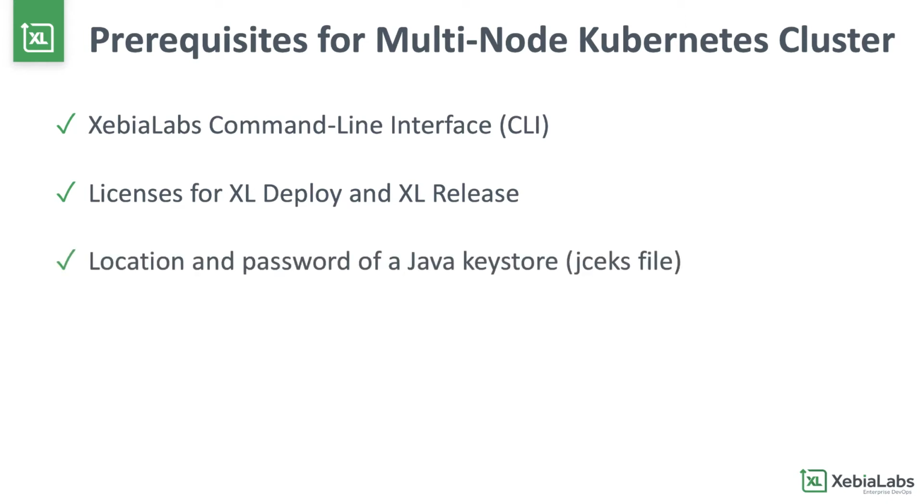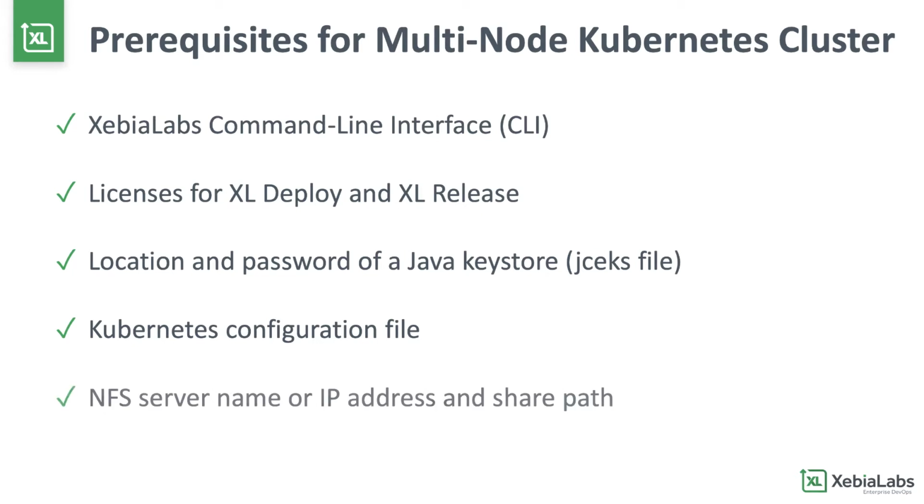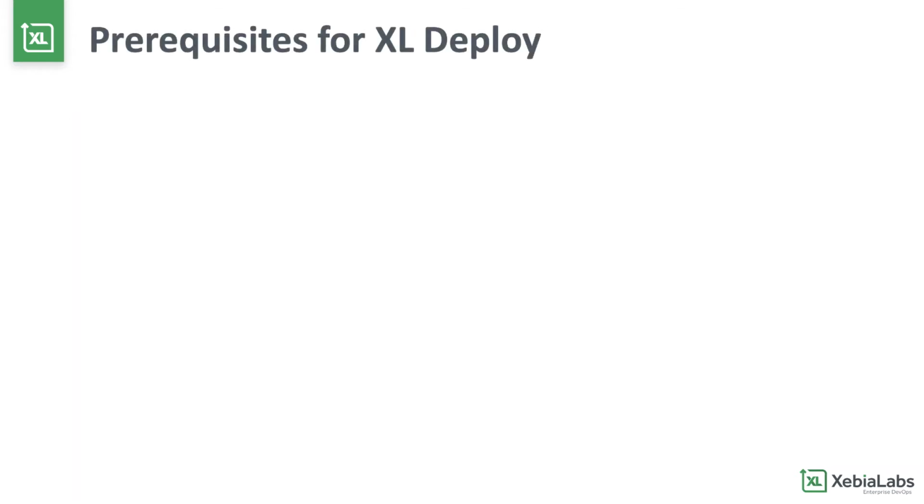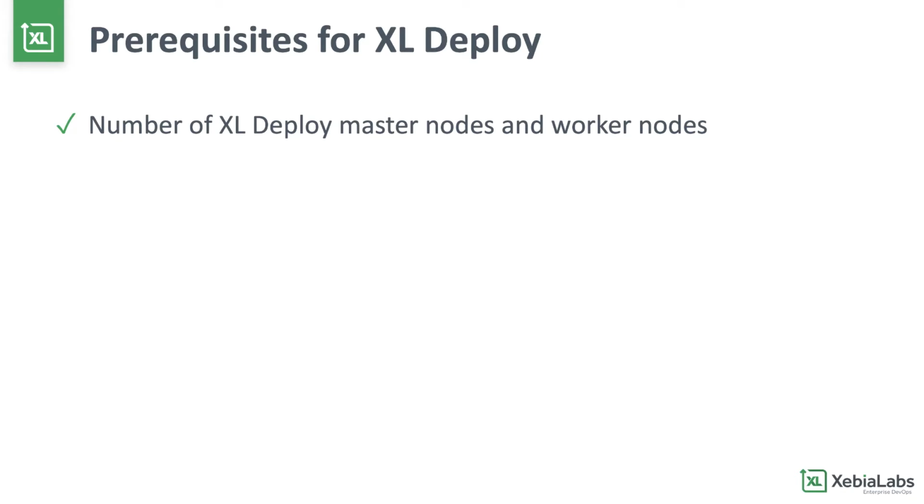In addition, you need the location and password of a Java key store that will be used to encrypt secrets in the XL Deploy and XL Release repositories. If you don't already have a key store, you can use the Java keytool command line tool to generate one. You'll also need a Kubernetes configuration file that will allow the XebiaLabs CLI to install software in your Kubernetes cluster. Finally, you must set up an NFS share where XL Deploy and XL Release can store exported data outside of the database.